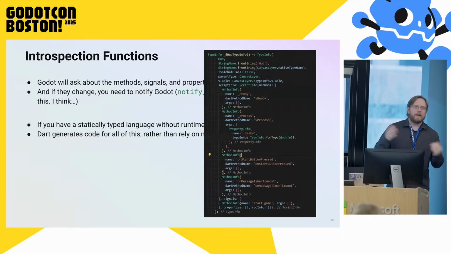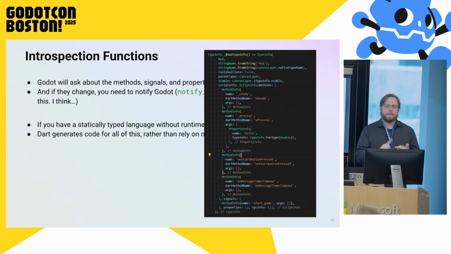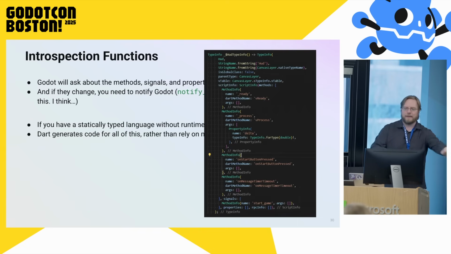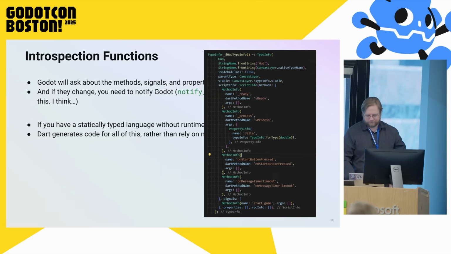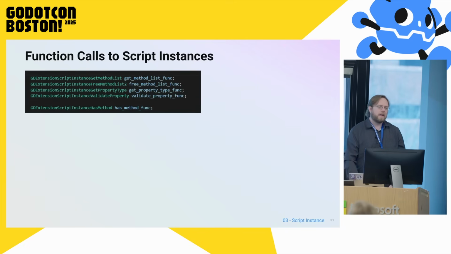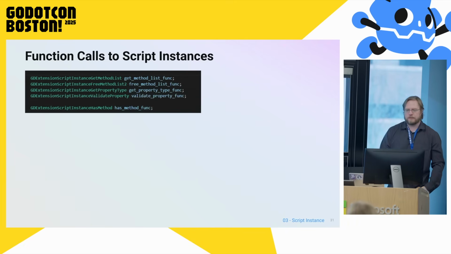So we generate all of this type information, which includes the base class that it's inheriting from, whether or not it's a global class, its parent type. It has a whole bunch of information about what methods it implements, as well as what properties it implements, et cetera. And then function calls to script instances.